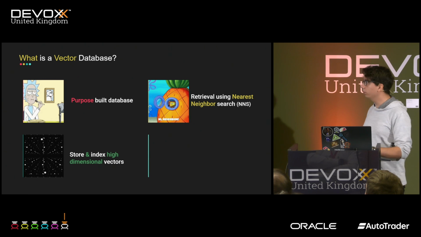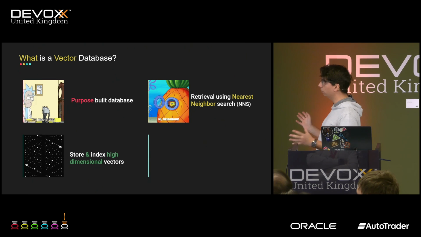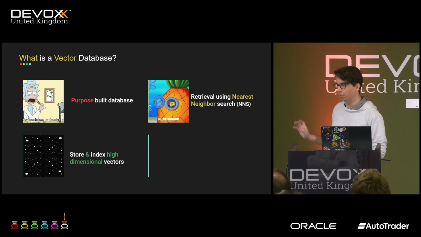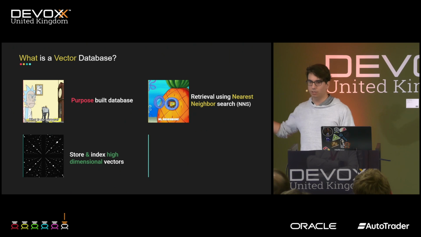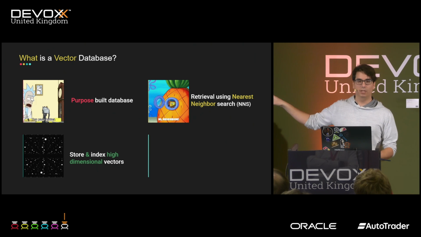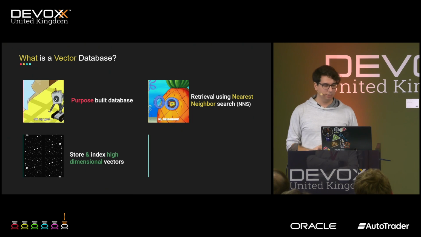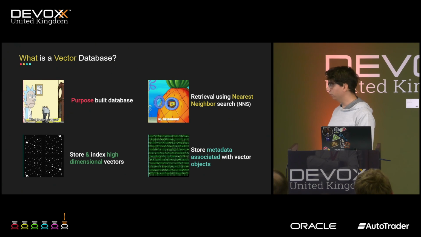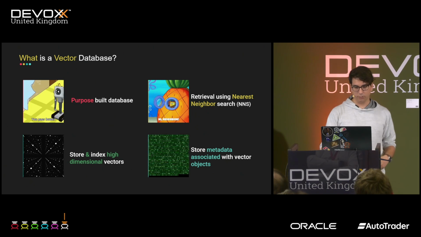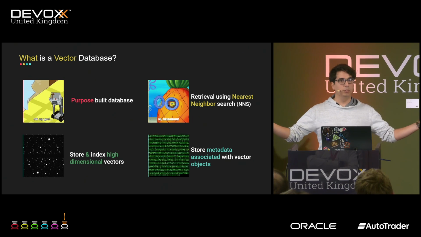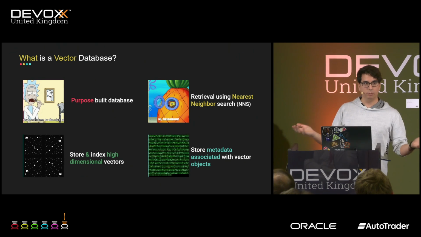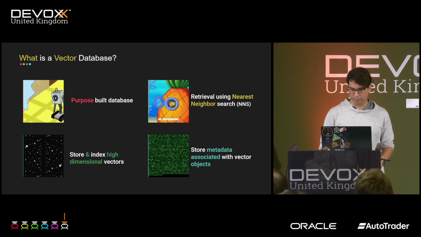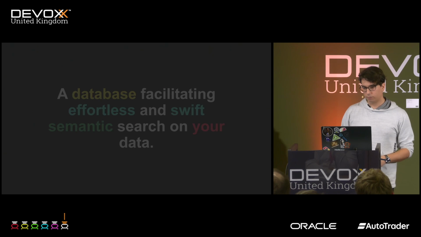And then they all do the indexing and the retrieval using so-called nearest neighbor search algorithms. Really, if you're into algorithms and how they work, if you read up on the crazy stuff they did to make this work at scale, it's really interesting. And of course, you can store all kinds of metadata associated with your vector objects. So then you can retrieve your object using the vector embedding, and then you can grab the metadata to actually build your applications.